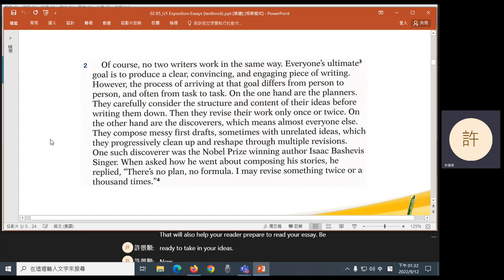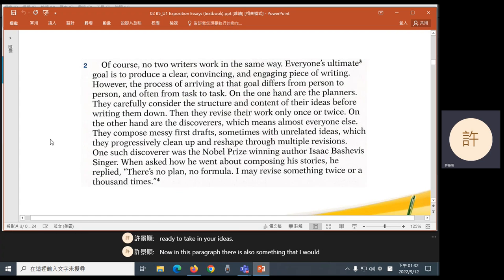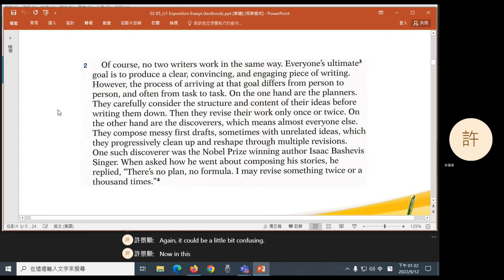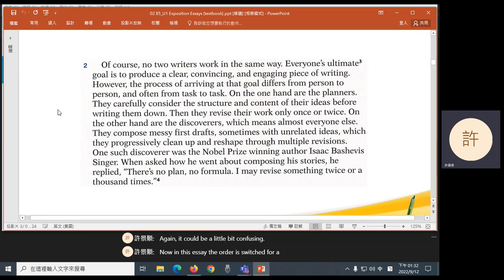Now, in this paragraph, there's also something that I would change. You'll note, if you remember, the essay first talks about discoverers, then it talks about planners. The title is also explorers, which means discoverers and planners. But in this paragraph, it first mentions the planners, and then it mentions the discoverers. Again, it could be a little bit confusing. Now, in this essay, the order is switched for a good reason. And the good reason is so that this paragraph feels more balanced.